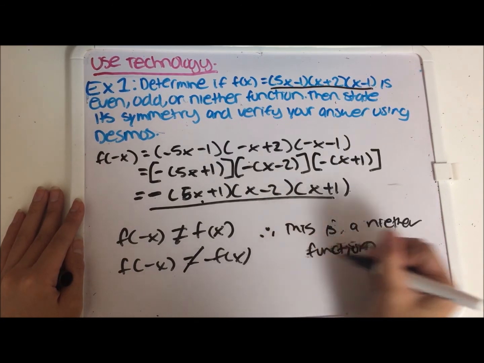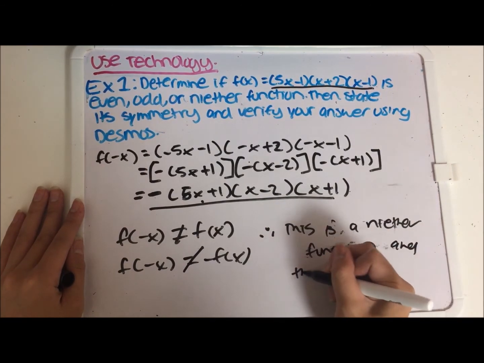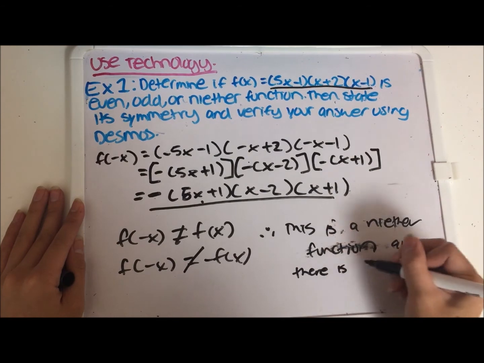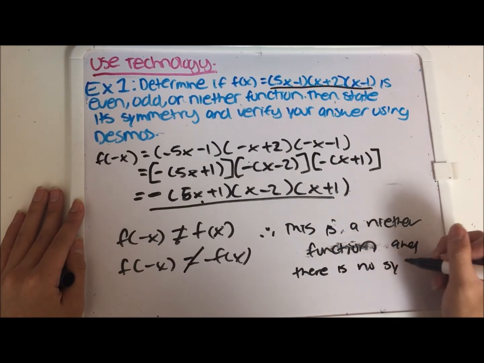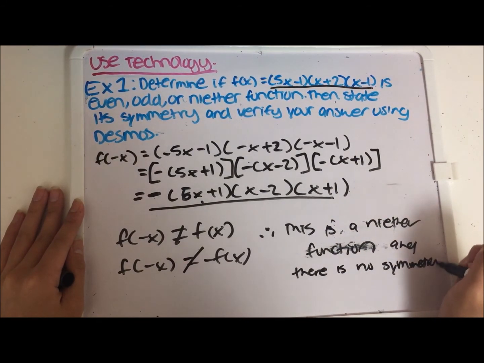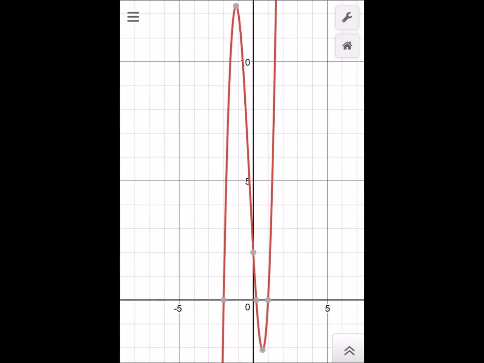So the symmetry overall, since it's a neither function, there is no symmetry whatsoever. So now we're going to verify using Desmos. Here's a little screenshot of how the graph would look if you plugged in the equation using Desmos. As you can see, there is no symmetry at all, so our answer was right.